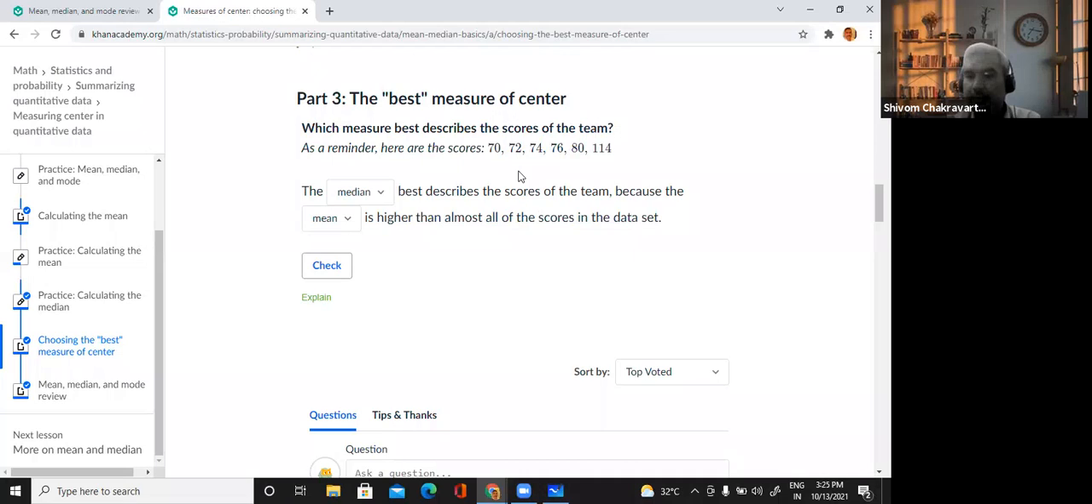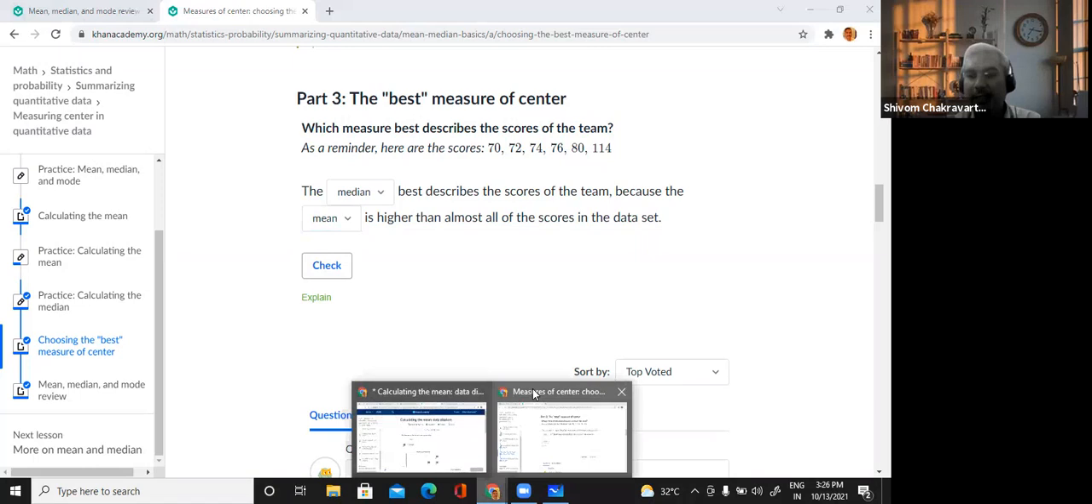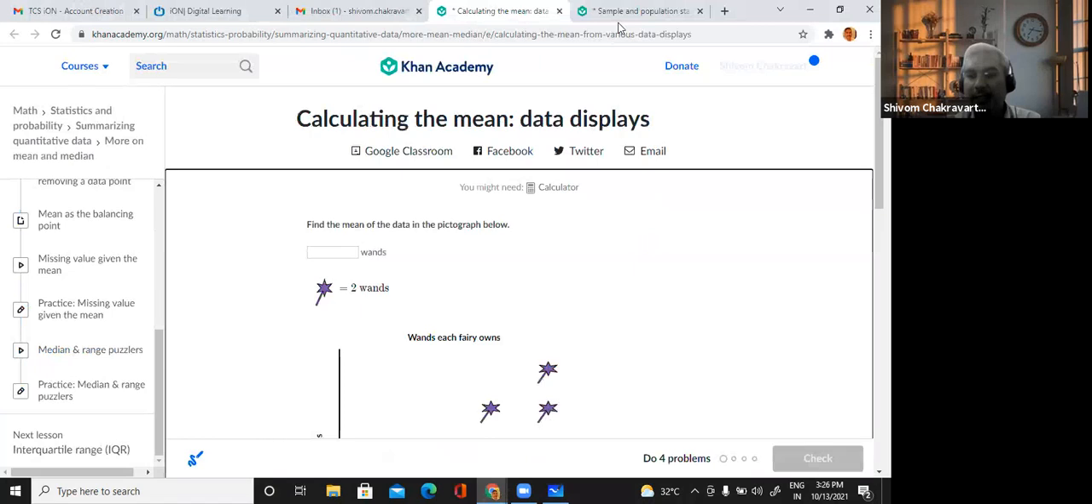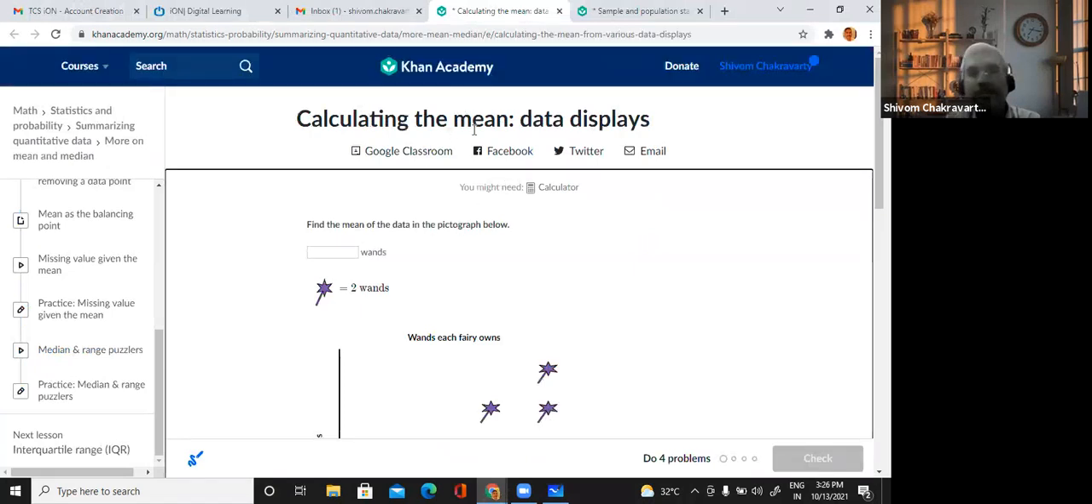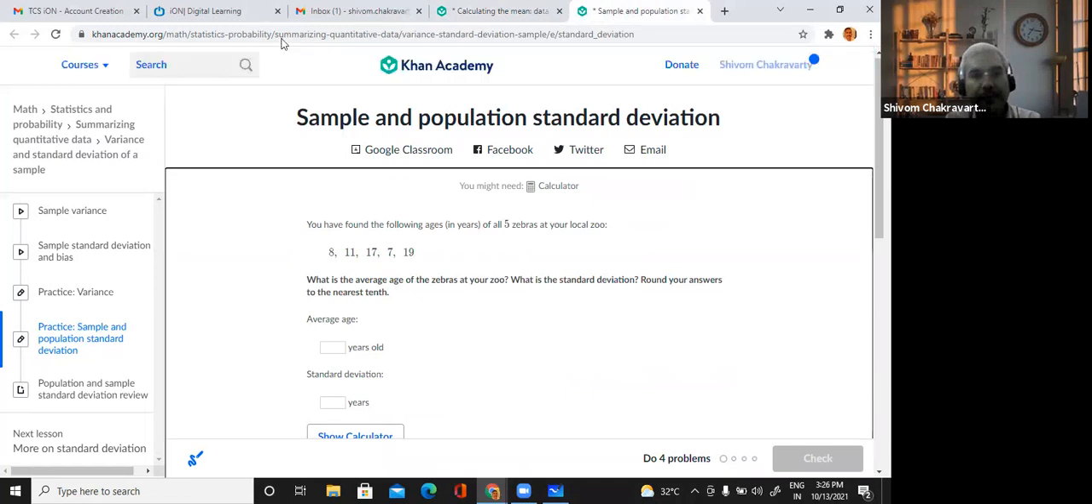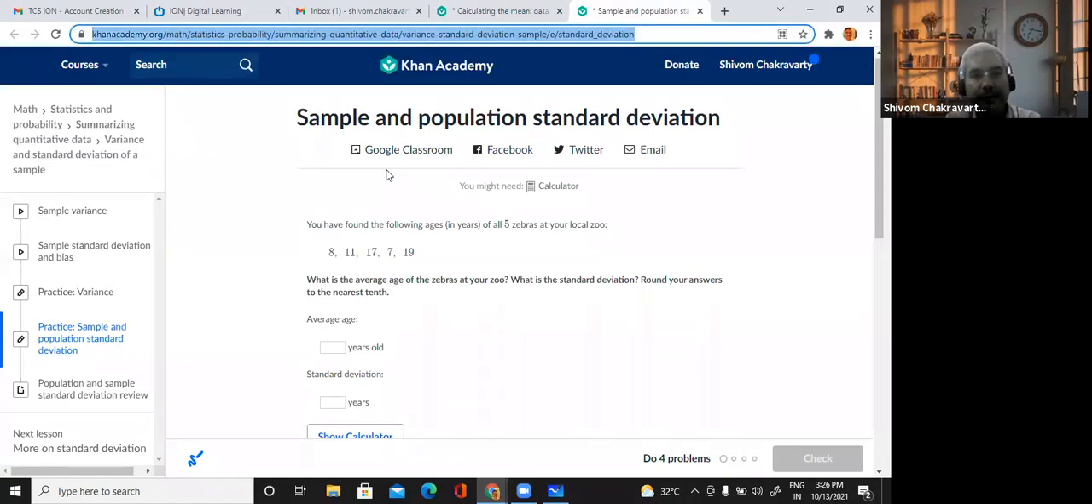We have the source now. In the next session, we will do some problems in measures of dispersion, and for that also we can use the same source: sample and population standard deviation. Some of the problems are here. I'll post this link on the chat. Please do share it with everyone who is not there today.